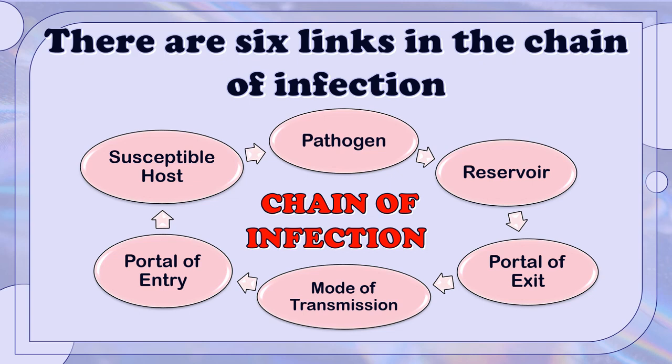The first one is starting with pathogen. This is in the form of bacteria, fungi, virus, etc. And then it will go directly into the reservoir. After the reservoir, it will go to the portal of exit. And through the portal of exit, it will enter the next susceptible host through the different modes of transmission. Now, for you to further understand these 6 different links of infection, let's first start with pathogen.